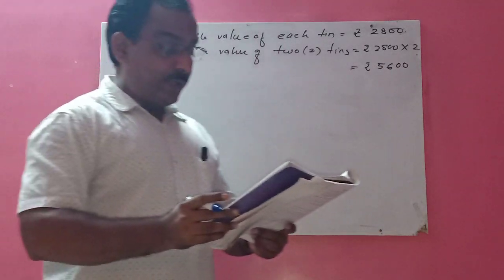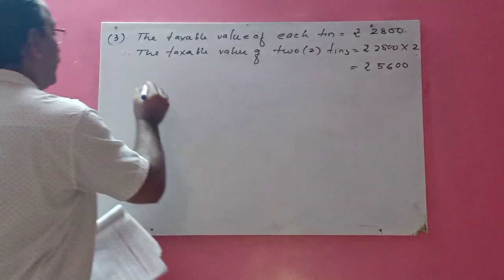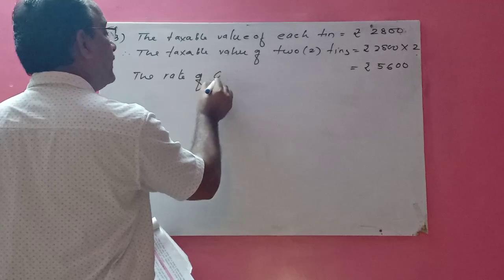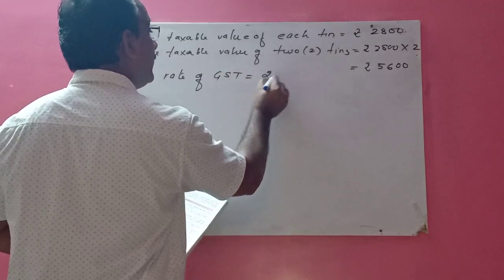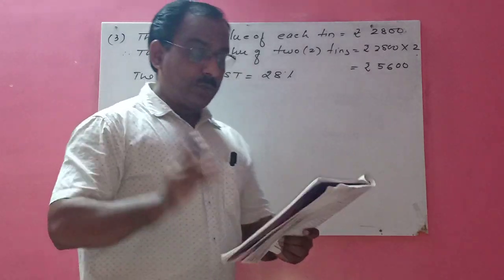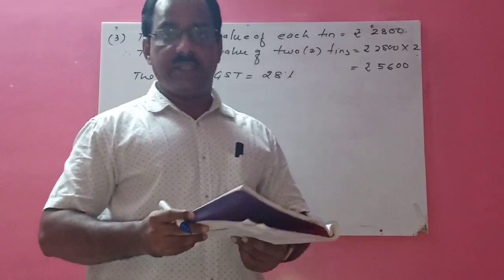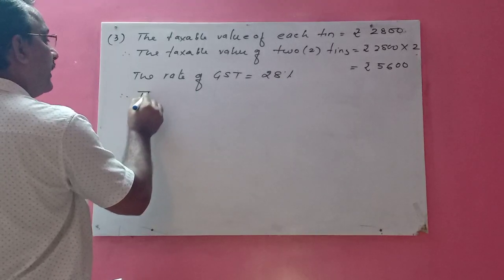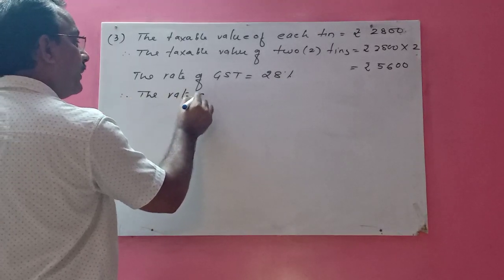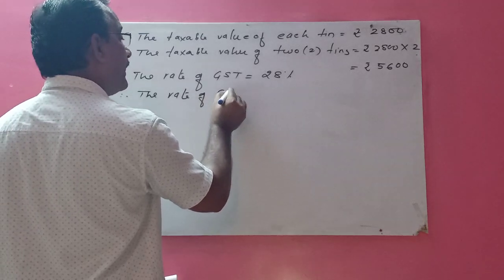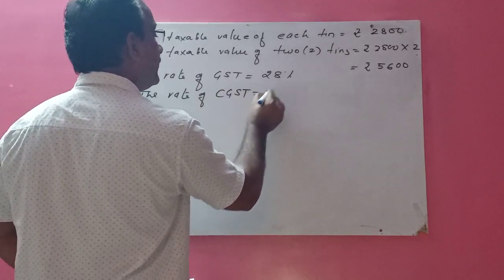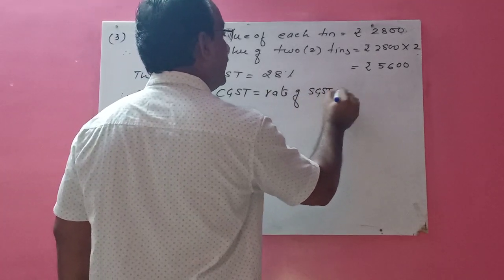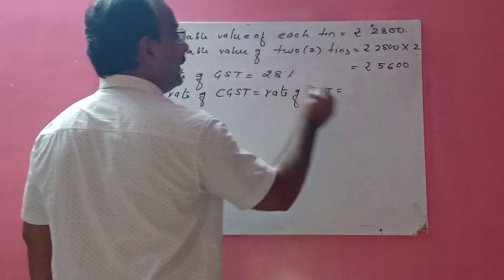Okay. The rate of GST is also given, so write that one. The rate of GST is how much? 28%. But you have to calculate the amount of CGST. If the rate of GST is 28%, therefore the rate of CGST, or you can say the rate of SGST, is the same, children. So half of 28 is 14%.